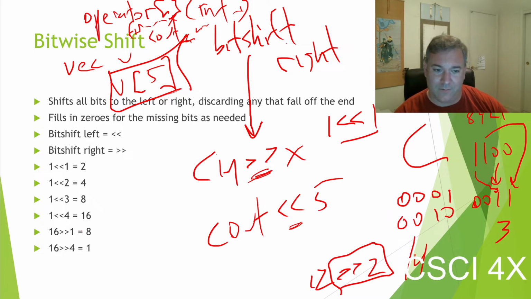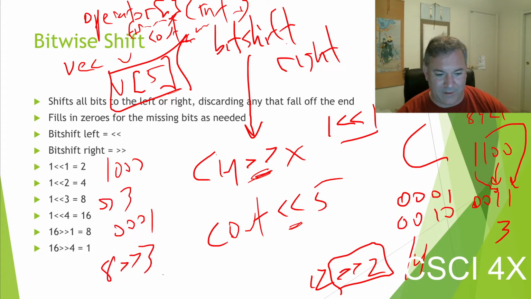Okay. So if you take an 8, right, and you right shift it 3 times, 0001. So 8 right shifted 3 times is equal to 1. It's division by 8. Divide by 2, divide by 2, divide by 2. What if you left shift it? It's multiplying by 2. Right.